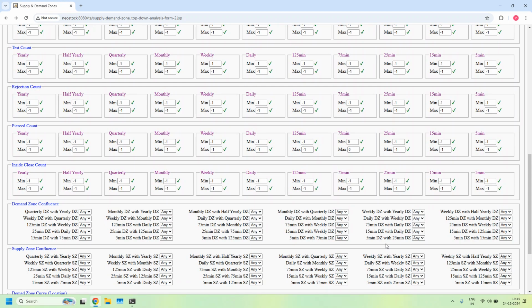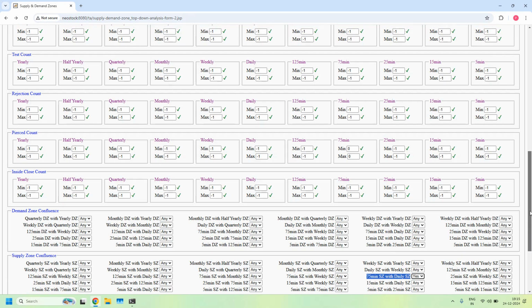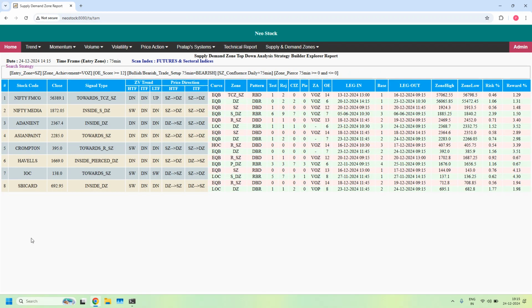LTF, ITF, that is 75 minute supply zone with daily supply zone confluence. With this filter, out of 12, we got 8 stocks. That means in these 8 stocks, all these 75 minute supply zones are part of the daily supply zone. That is what overlapped zone confluence.